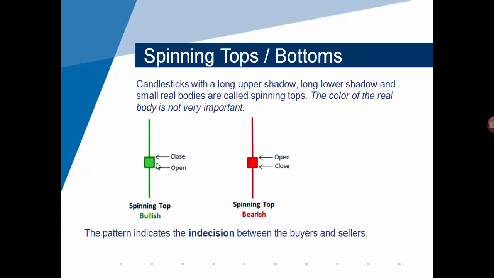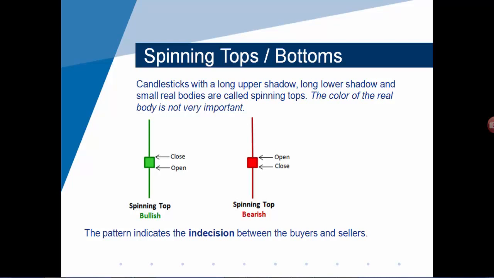Now we have candlesticks that are considered to be indecision candles. Candlesticks with a long upper shadow and a long lower shadow and a small body in the middle are considered spinning tops. These are called spinning tops. The color of the candles is not important. What's important is the characteristic of the candlestick itself. Now, this candlestick, as I mentioned, just indicates indecision.